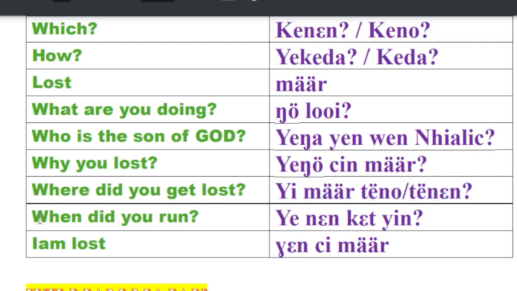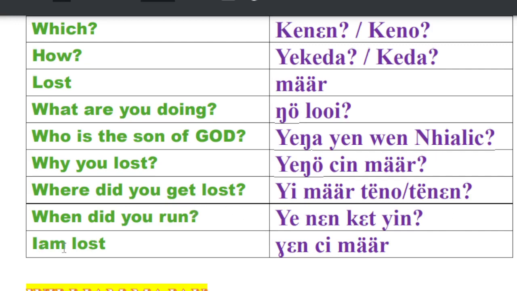Our other last question is, when did you run? In Dinka, yinen get yin. Or you can turn it the other way around so that nen is at the end of the sentence, like yikat nen. Or the right question is yenen cat in. This one is a form of cat, run. Yin is you. Yenen cat in, when did you run?